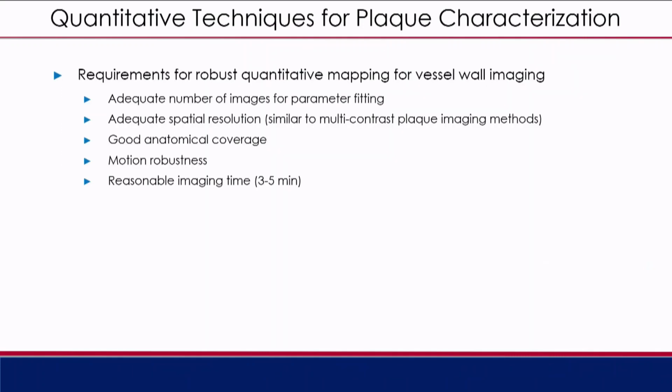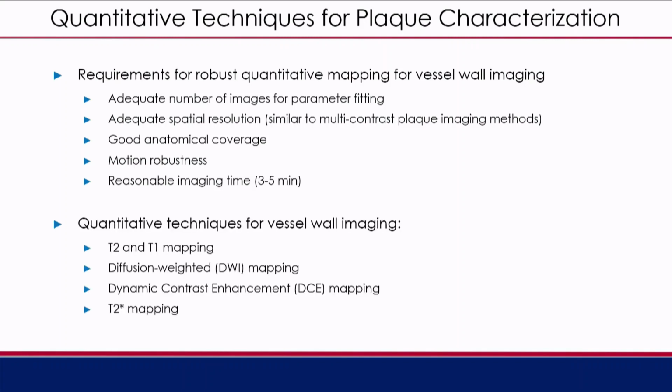So the requirements for techniques for quantitative plaque characterization are to have an adequate number of images for parameter fitting. If you want accuracy, you need to keep the spatial resolution similar to what is currently done in the conventional multi-contrast. You need good anatomical coverage and motion robustness, which I think you've heard about in different talks before. And you want to do this in a reasonable amount of time, maybe 3 to 5 minutes.